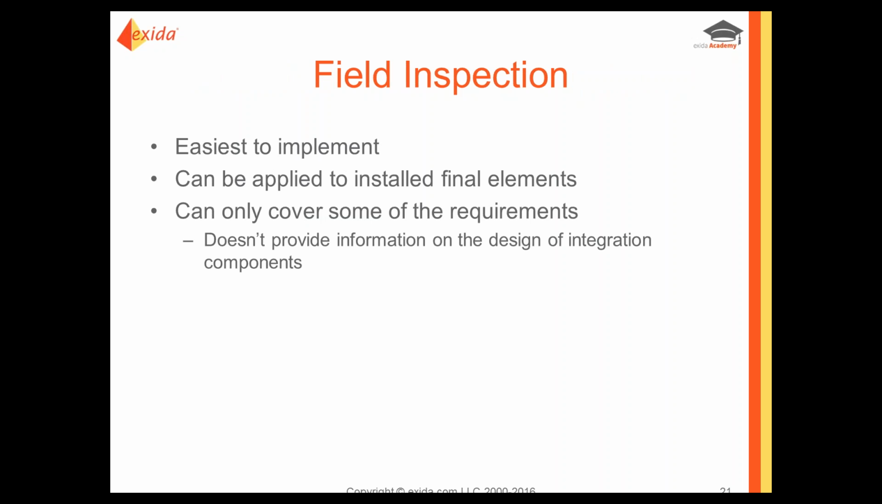So field inspection, well, that's obviously the easiest to implement. It can be used with installed final elements, but you're only going to be able to check some of the requirements. For example, it doesn't provide information on the design of the integration components. There certainly would be cases where if the bracket was made out of 16th inch steel, you'd say, wow, that's not going to hold up. And if it was machined out of a solid block, you'd say, well, that's probably overkill. But ideally, you really want that design evidence so you get the best design.